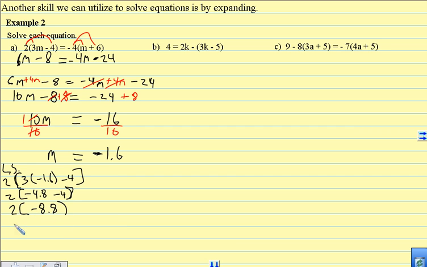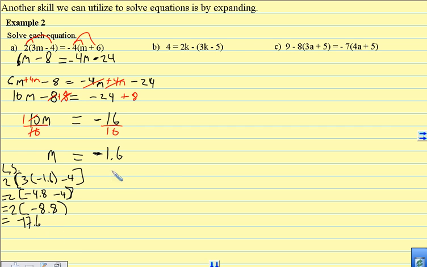And, oops, I forgot my equal signs here. And then that would all be equal to negative 17.6. Okay? Alright, so that's the left side.